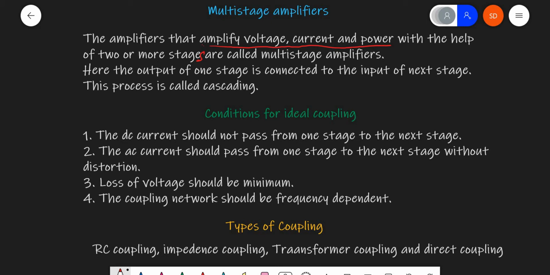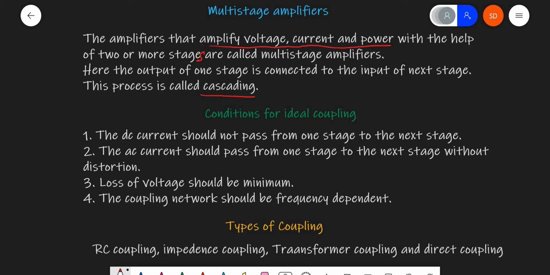So here the output of one stage is connected to the input of the next stage, and this process is called cascading. Here we use more than one set of amplifiers in such a way that the output of one stage is connected to the input of the next stage, and this entire process is called cascading. Now in the later part of this video you will get to know how the multi-stage amplifiers are connected.